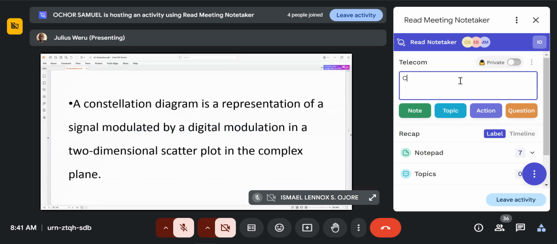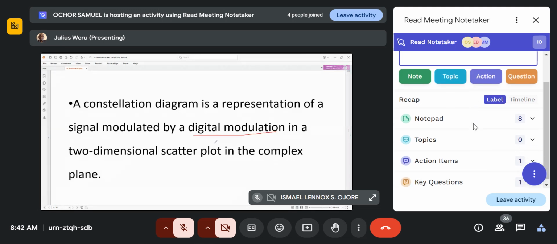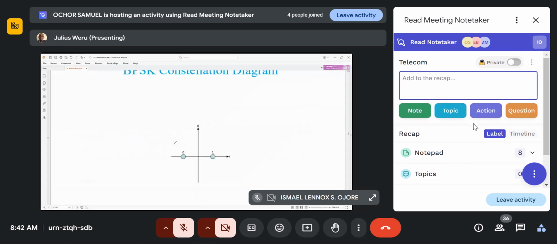So, constellation diagram. This is just a representation of a signal modulated by a digital modulator, or digitally modulated, on a scatter plot. This is very important to us, especially when you are doing noise performance analysis, which we won't do, but it helps you understand why certain modulations would have a poor noise performance.